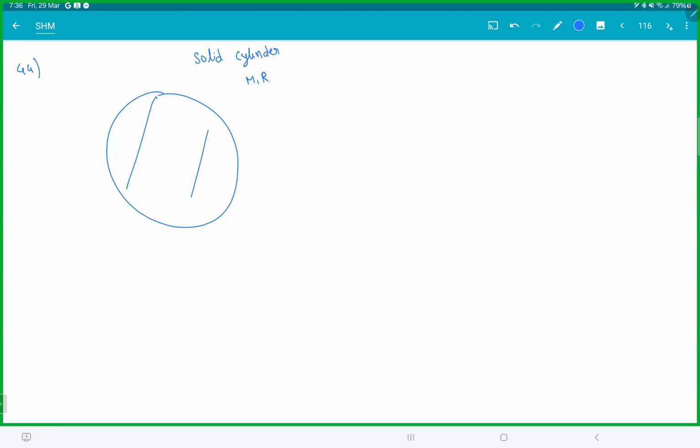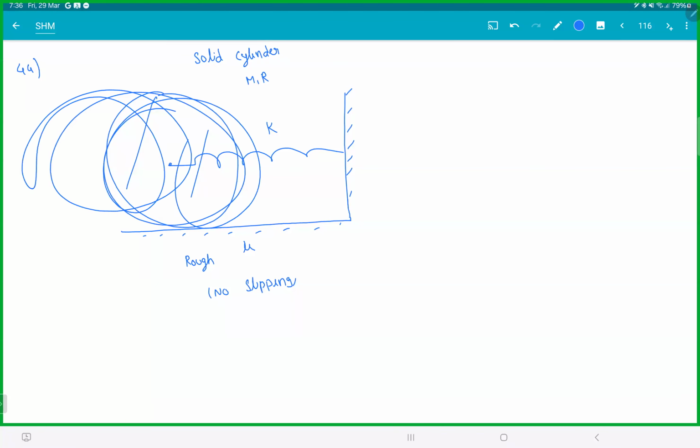Solid cylinder, mass m and radius r, with a spring connected in the center. This is rough. Friction is mu. There's no slipping. How will it oscillate? This will go like a wheel. It will rotate and come front. The motion will look like this, coming front and going back. Able to visualize how it is? This will roll and go front and roll and will come back.